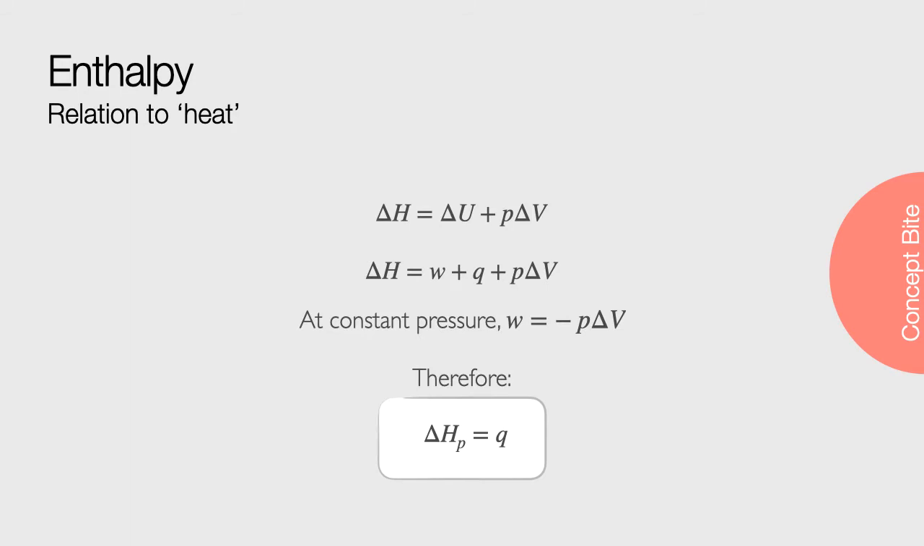If we take both our original definitions of enthalpy and internal energy, we can bring enthalpy back to a concept I'm sure you are all familiar with, that being heat. Frequently, calorimetry experiments are conducted where a temperature change is measured and then this is equated to the enthalpy of reaction. This relationship works because at constant pressure, the work done by a system is minus P delta V. And so doing a bit of maths, delta H at constant pressure is just Q, the energy transferred in the form of heat.